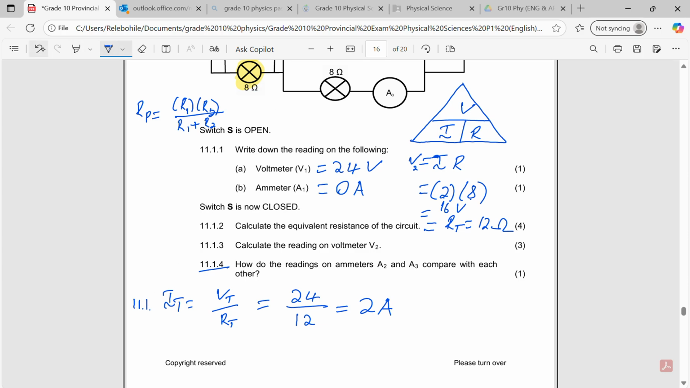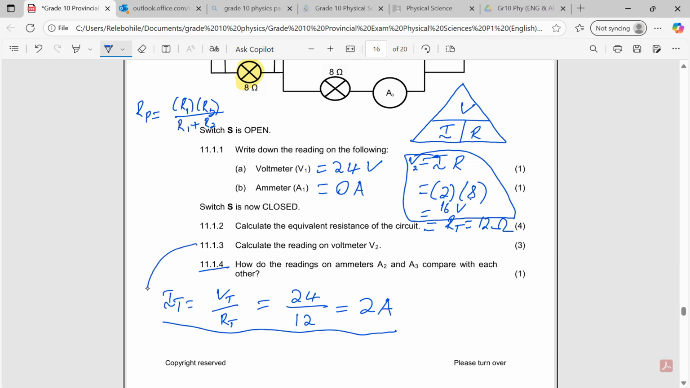Okay, so that's how you solve 11.1.3. You start by finding the total current, and then after that you find your V2 like that. I hope, guys, it makes sense. If you don't understand, just go back and your life will be easy. All right, guys, I made a mistake. We are not looking at 11.1.4, it's 11.1.3. My bad.